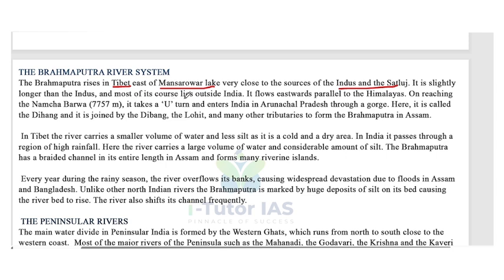Most of its course lies outside India. It flows eastward parallel to the Himalayas. On reaching the Namcha Barwa, it takes a U-turn and enters India in Arunachal Pradesh through a gorge. So, it flows eastward, and after reaching the Namcha Barwa, it takes a U-turn and enters into India in Arunachal Pradesh state.